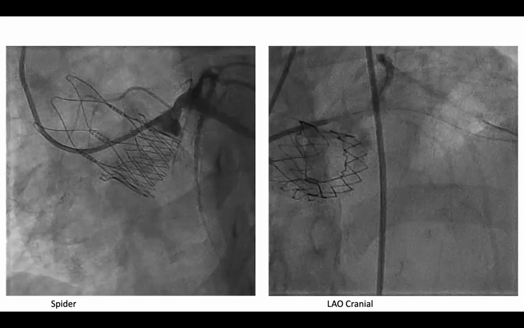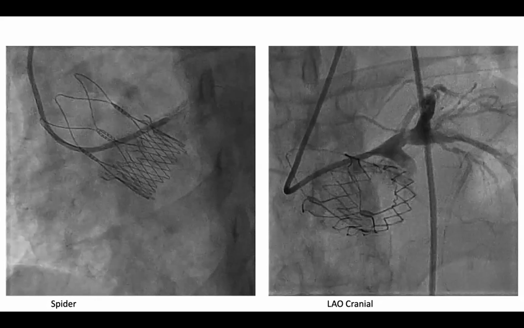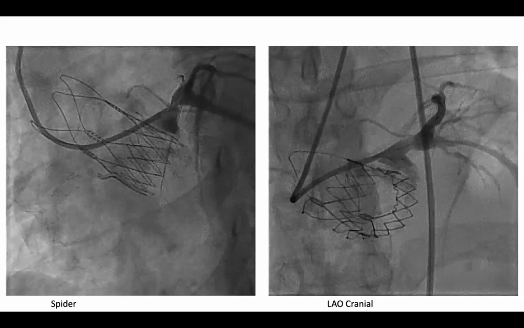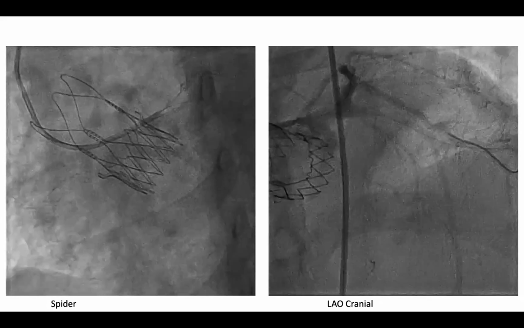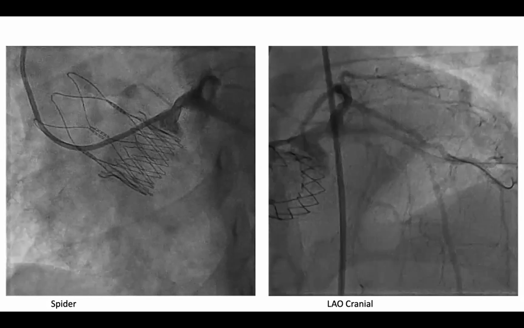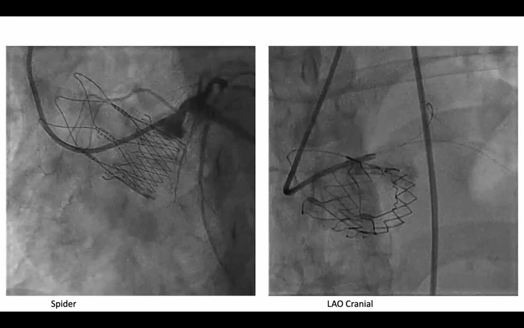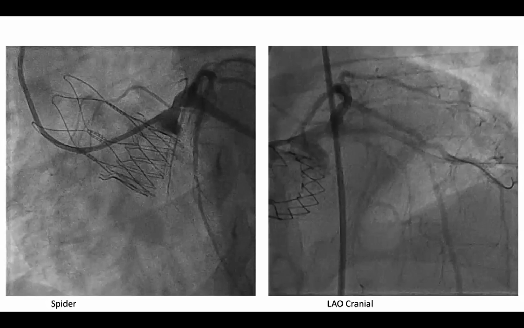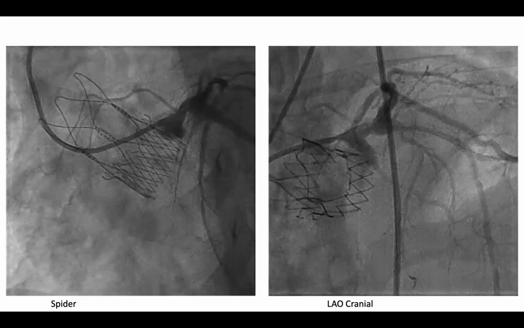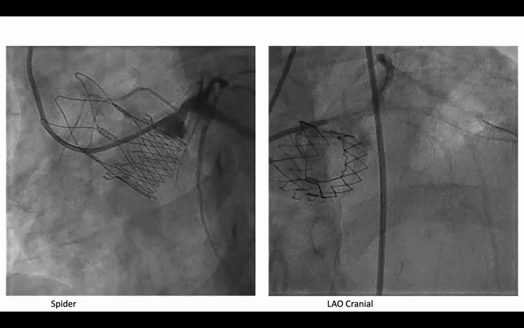It doesn't look like we can see any significant obstruction to the left main stem in both views. In the left anterior oblique cranial view, there is an angle just before the bifurcation, and in the caudal view, again, there might be a bit of haziness just before the bifurcation, but we can't see any stenosis.